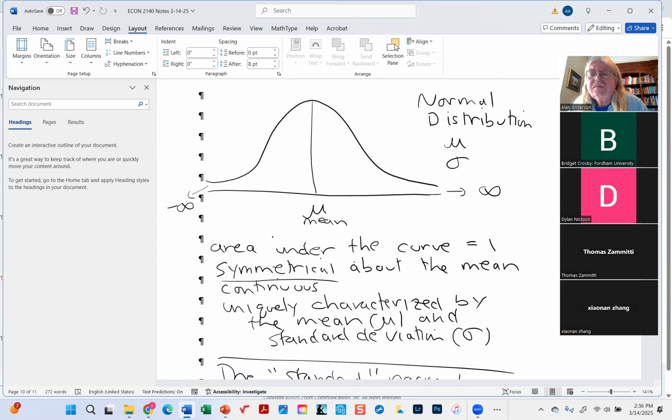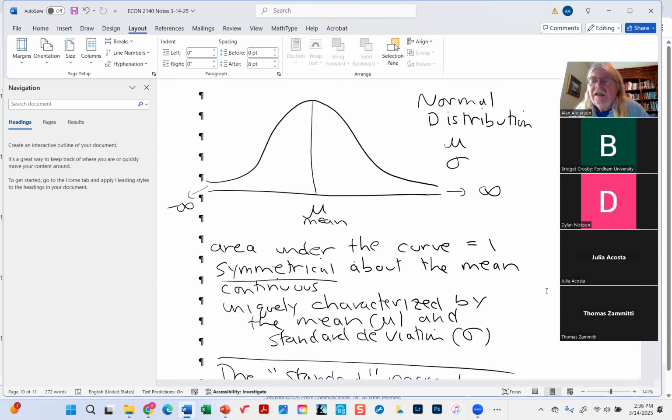And we also know that the distribution can be characterized by the two values, the mean and the standard deviation. So the mean, if you recall, represents the location of this curve on the normal line. The standard deviation is how spread out it is.